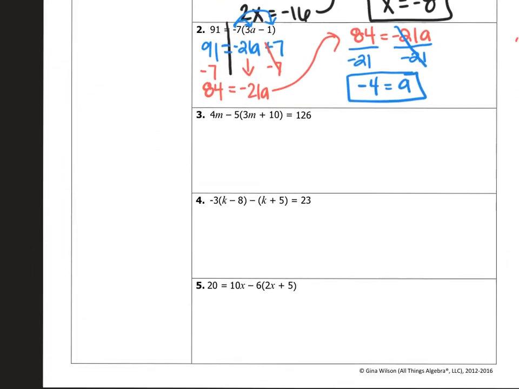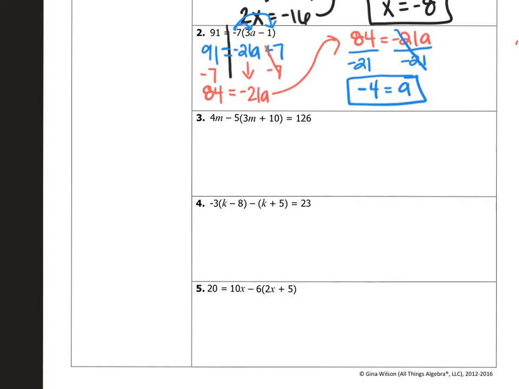All right, number 3. Draw the line down the equal sign. My first step is to distribute, and I see a set of parentheses right here. And that -5, we need to distribute inside the parentheses. So -5 times 3m and -5 times 10. -5 times 3m is -15m, and -5 times 10 is -50.